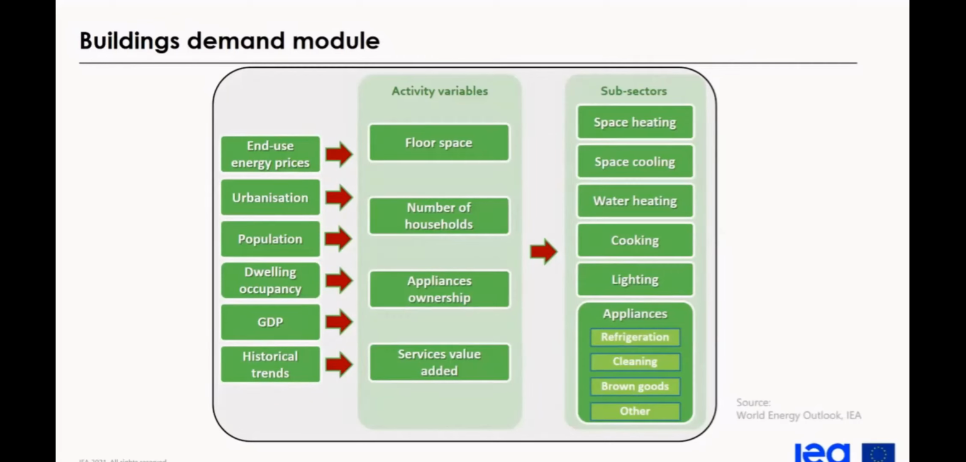Here, the activity variables we will look at are floor space, so square meter per capita, number of households, appliances ownership, how many TV or how many phones does a household have on average, and we can also rely on services added value. As usual, our input data will be socioeconomic drivers, but also building specific indicators like urbanization or dwelling occupancy.